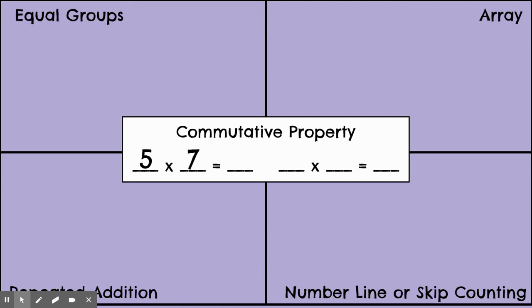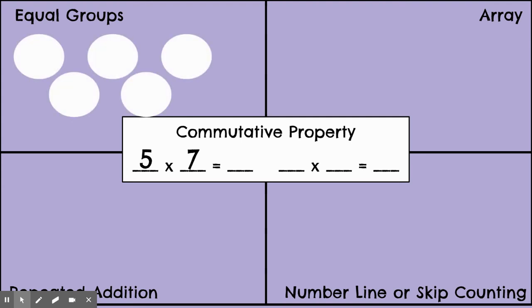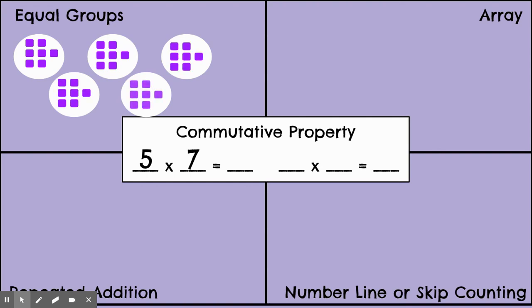So if I have 5 times 7 and I'm going to use my equal groups, that means I'm going to have 5 groups of 7. So I would draw out my 5 groups, and each group would have 7. And then I can go ahead and figure out, well, what is my total? How much do I have? Well, if I have 7 in the first one and I add 7 more, I'm going to have 14. 7 more would give me 21. 7 more would give me 28. And then finally, 7 more would give me 35. So now I know that 5 times 7 is 35.